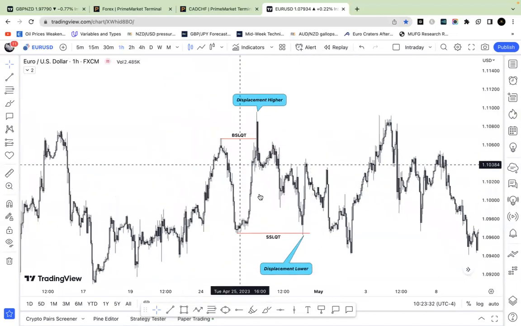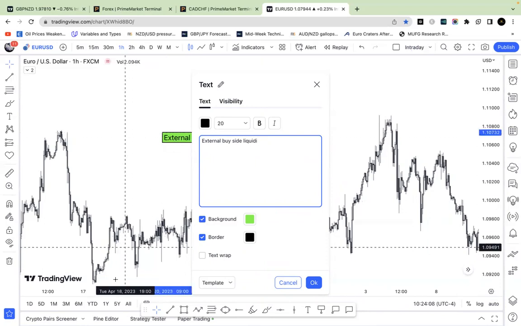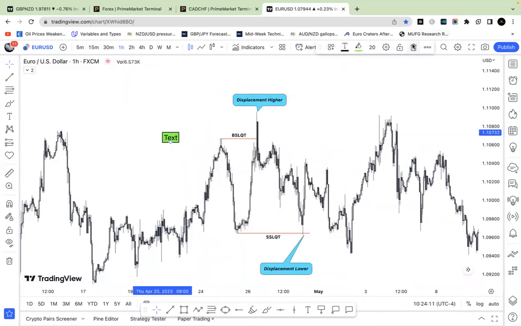Externally is classified as external liquidity. External, but let's be more specific. External price, external buy side. I can't spell external for some reason. To save time, I'll say it and you can type the notes.